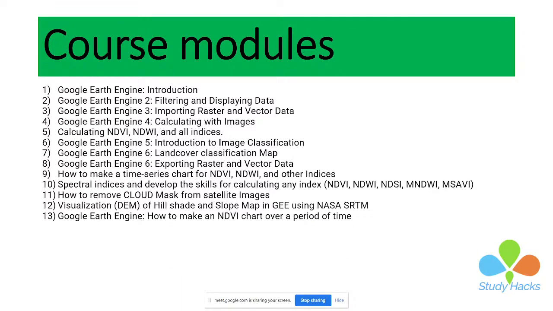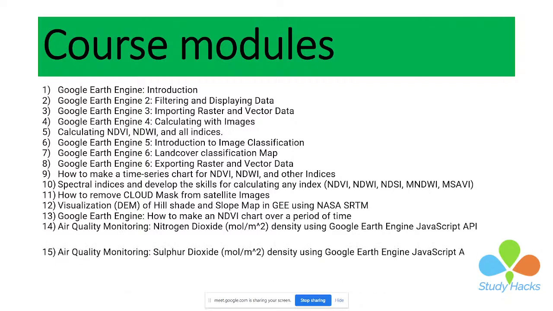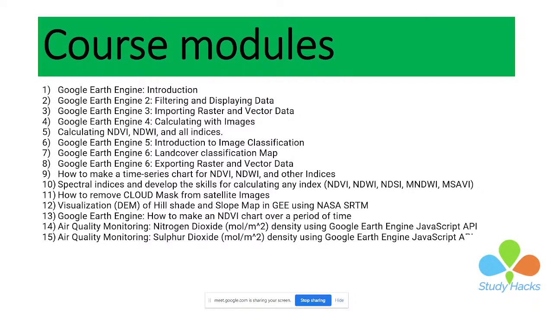Then we will also discuss how over a period of time we can easily make different types of time series charts. Then we move to air quality monitoring. Mainly here we can use the Sentinel-5 satellite imagery and make maps of the concentration of nitrogen dioxide, sulfur dioxide or other gases available in Sentinel-5. Then how to download the air quality parameters, for example in time series CSV file format.